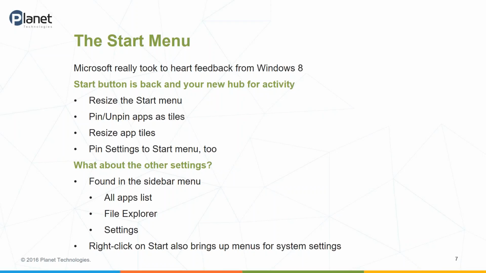We have the other menus available in Windows 10. There's a sidebar that will expand and show you all of the apps, your File Explorer, and then your settings. And then, of course, the Start menu itself, you can right-click on and get a lot of system settings. So that's the first thing that we're going to take a look at.